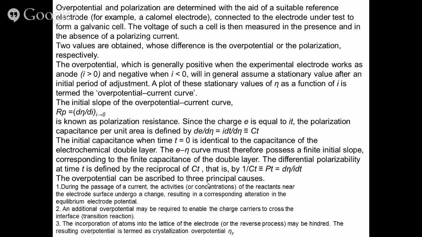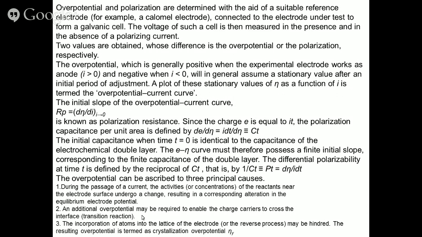The overpotential can be ascribed to three principal causes. Note that carefully, it is only three principal causes. There can be other causes. During the passage of the current, the activities of the reactants near the electrode surface undergo a change, resulting in a corresponding alteration in the equilibrium electrode potential. So therefore, this is a concentration overvoltage.